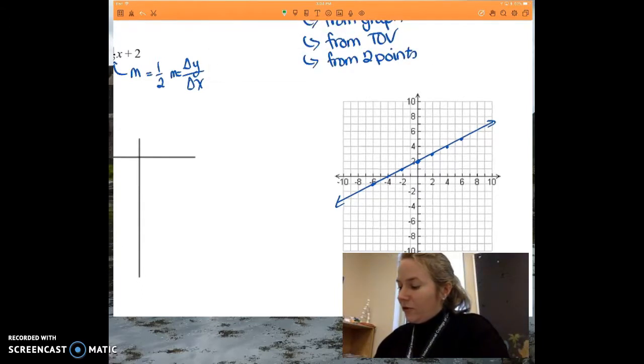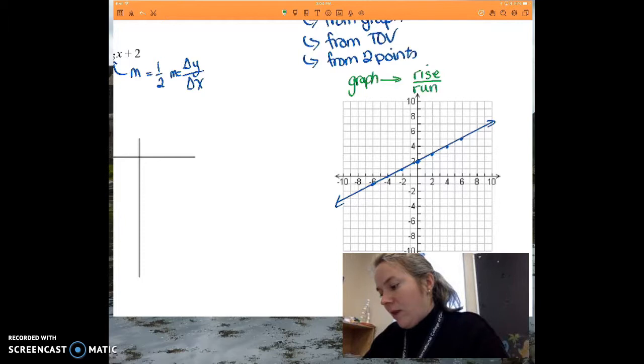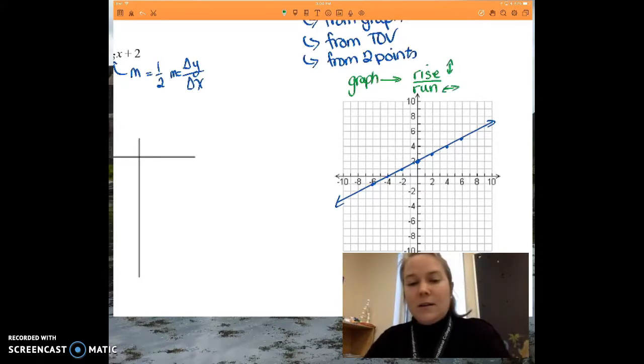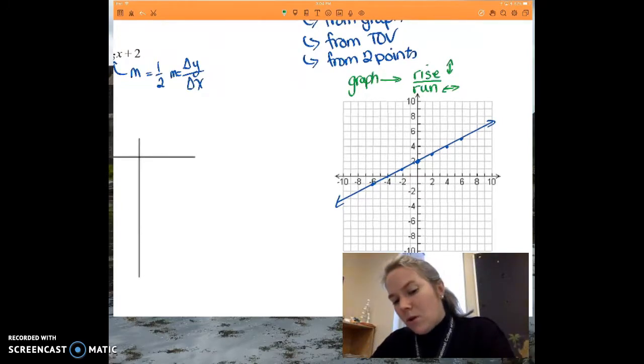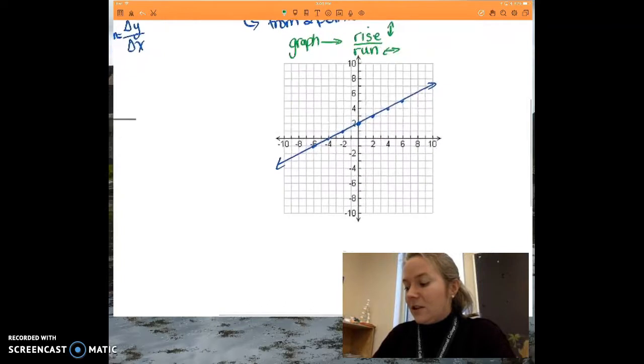So from the graph, we're going to look for rise over run. Rise over run is something that you'll hear a lot. We say, oh, slope is rise over run. Rise just meaning the up-down, and run meaning the horizontal. So the reality is rise over run is just a simple, catchy way of saying delta y over delta x. It's kind of the same thing, but we like to use it when we're looking at the graph. So let's look for the rise over run.